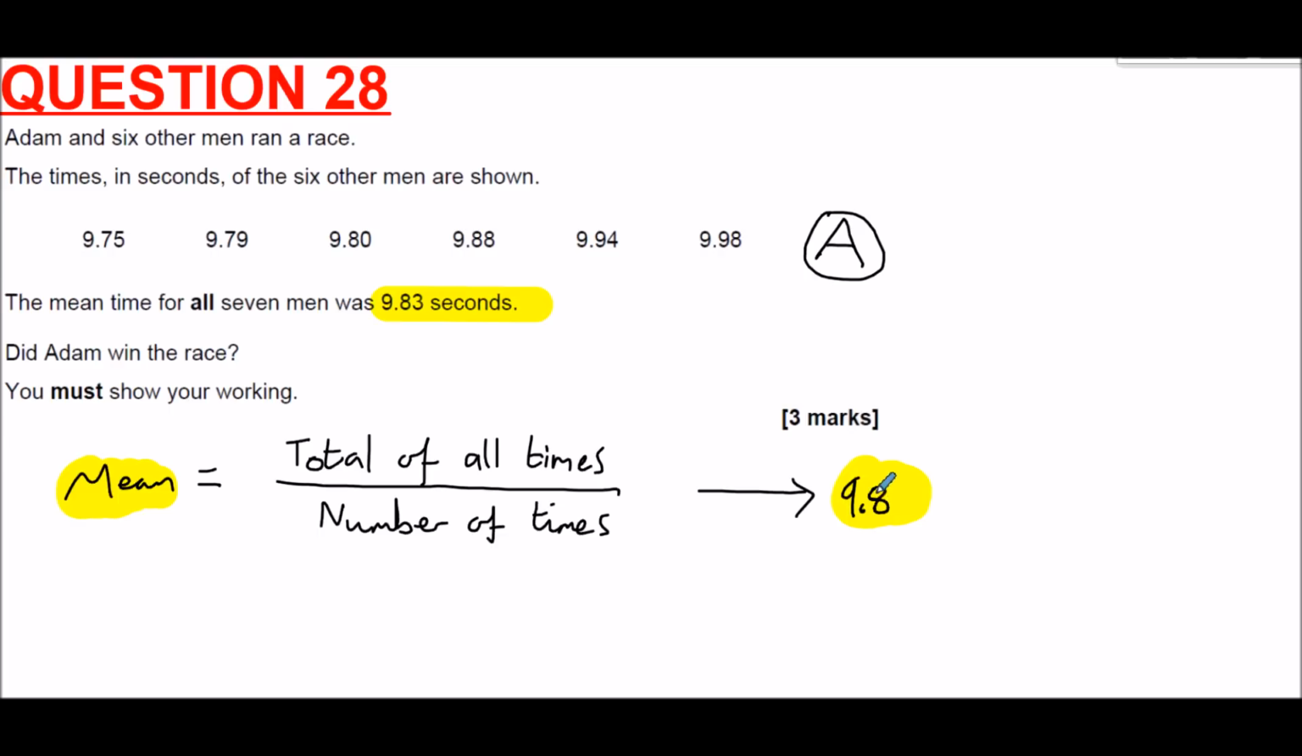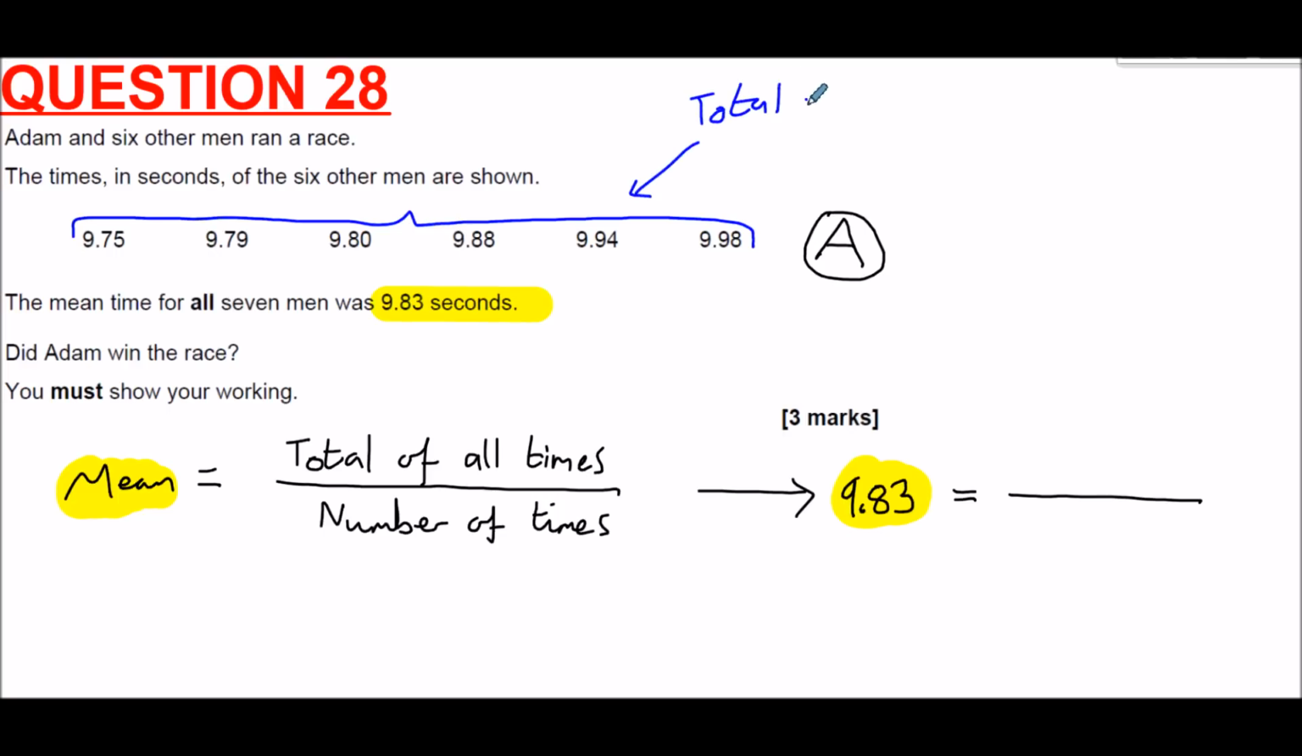So 9.83 equals the total of all times. Well, we're not really told the total of all times because we don't know what Adam's time is. But we do know the total of these times because we can just add them together. So for all these times here, the 6 which we have been given, we can do the total of these easily enough with a calculator.